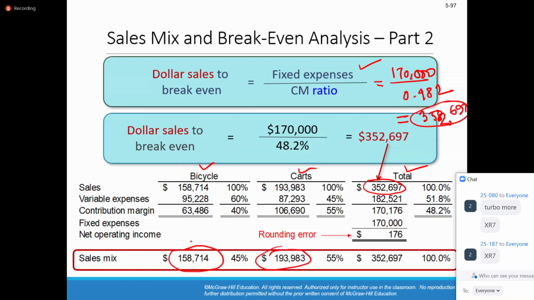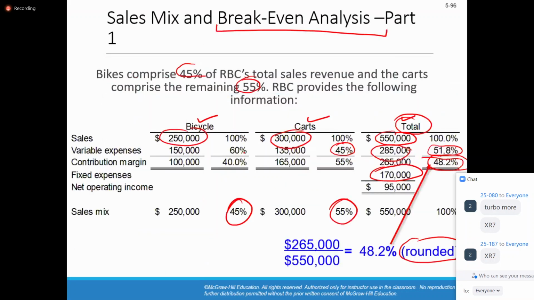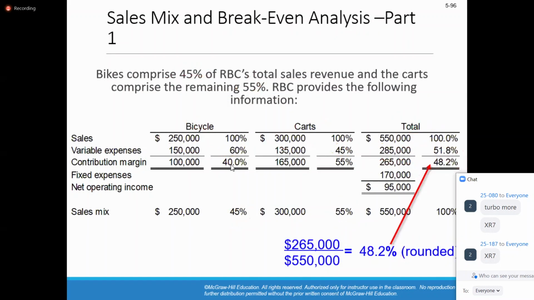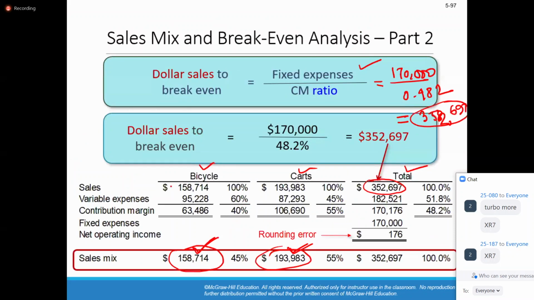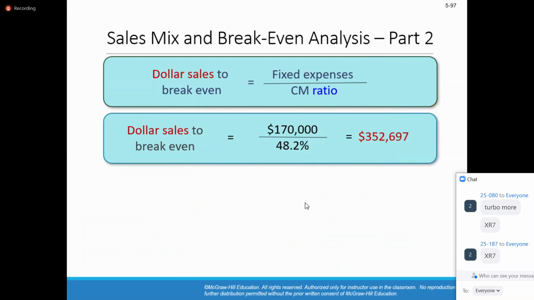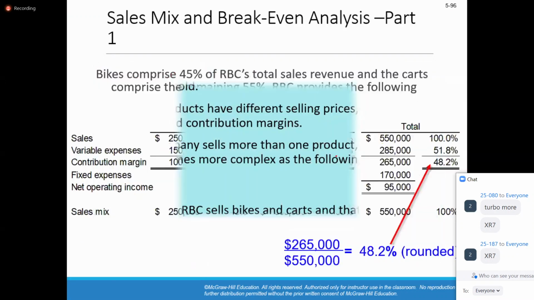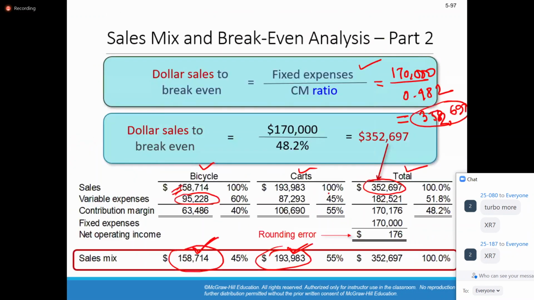What does it indicate? It indicates that for having break-even sales, the RBC company needs to generate this amount of bicycle sales and this amount of cart sales. Okay. So the variable expense relation will be as before. You see the variable expense in this case was 60% of sales. Now we are applying the 60% of this amount as variable expense. This is 95,228. And for the cart, again, the variable expense was 45%. So we are applying the 45% of the sales amount as a variable expense. So these are the total contribution margin.